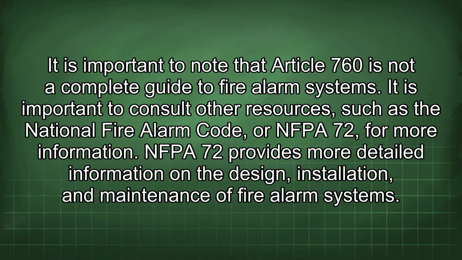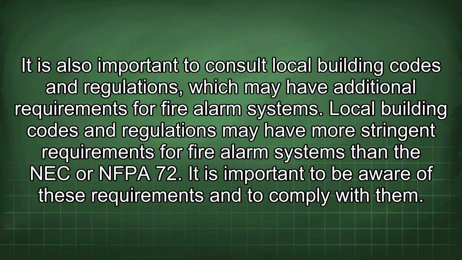It is important to note that Article 760 is not a complete guide to fire alarm systems. It is important to consult other resources, such as the National Fire Alarm Code, or NFPA 72, for more information. NFPA 72 provides more detailed information on the design, installation, and maintenance of fire alarm systems. It is also important to consult local building codes and regulations, which may have additional requirements for fire alarm systems. Local building codes and regulations may have more stringent requirements for fire alarm systems than the NEC or NFPA 72. It is important to be aware of these requirements and to comply with them.